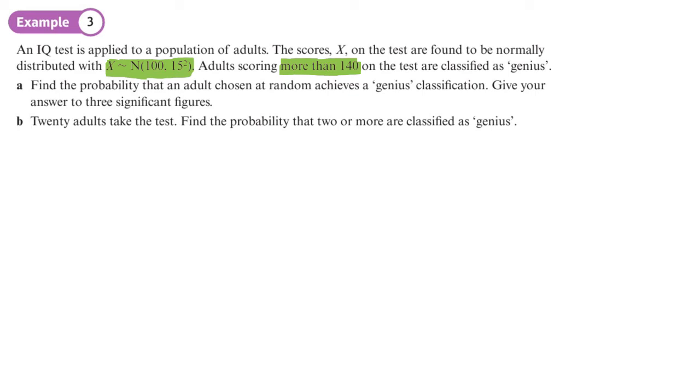So first thing we're going to do is we're going to write down the mean. We're going to write down the variance, and we're going to write down the standard deviation. So always write those things down, and then the other thing that we always do is to draw a diagram.